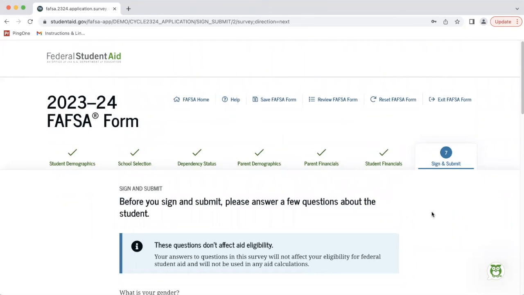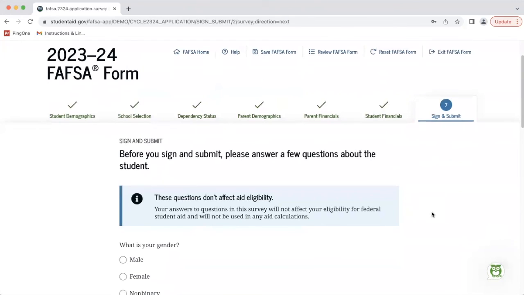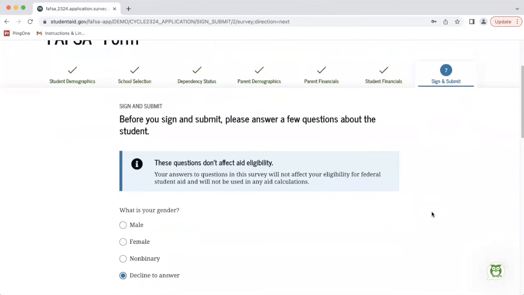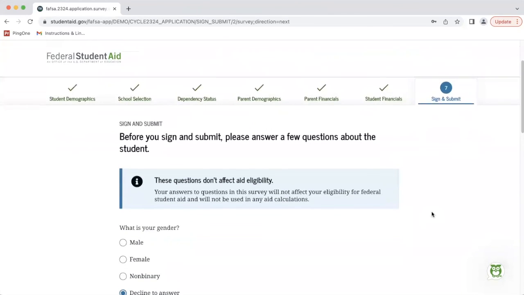Before we sign and submit our 23-24 FAFSA, the federal government asks that we complete a brief survey. The survey is going to ask about things like gender, race, and ethnicity. None of our responses will have an impact on federal aid eligibility or state aid, and they're not required. You can always decline to answer these questions.